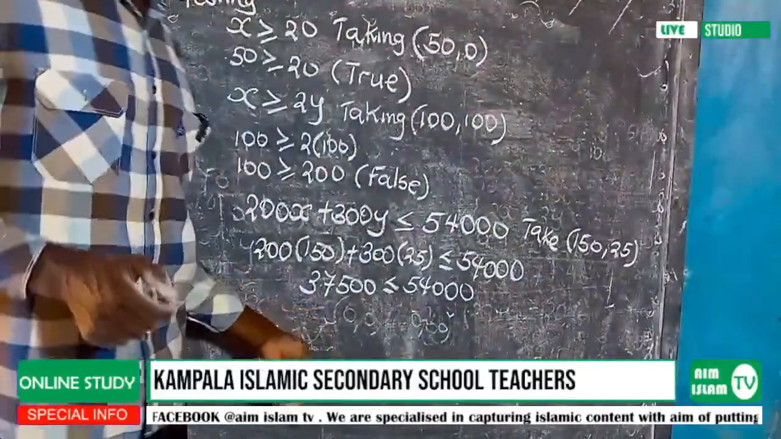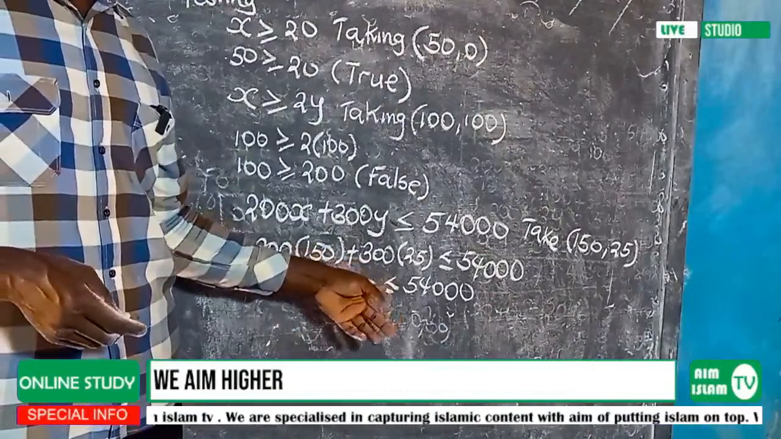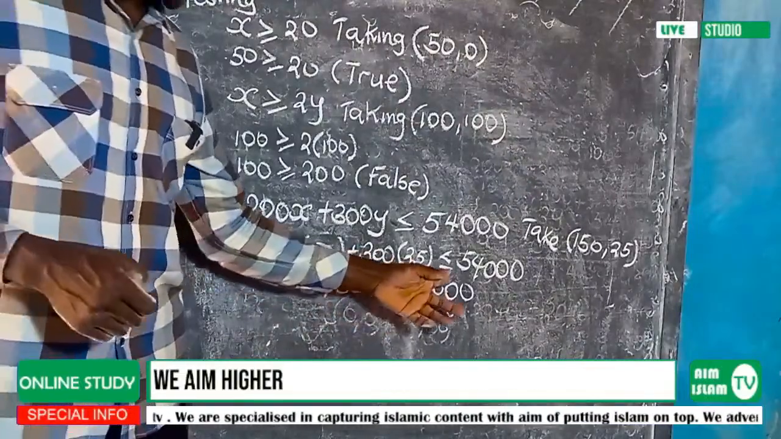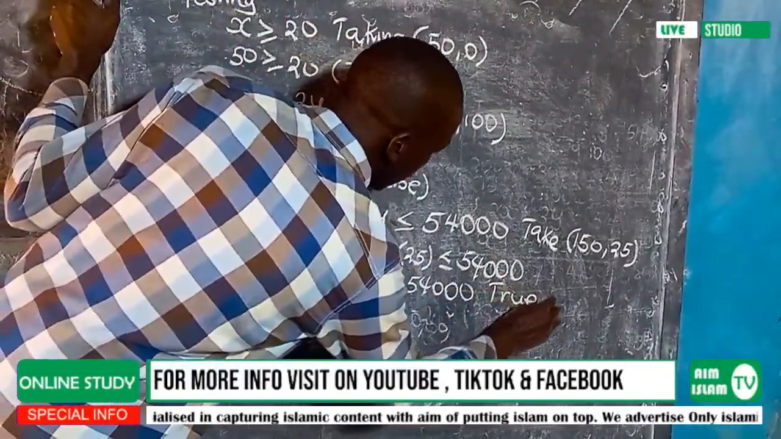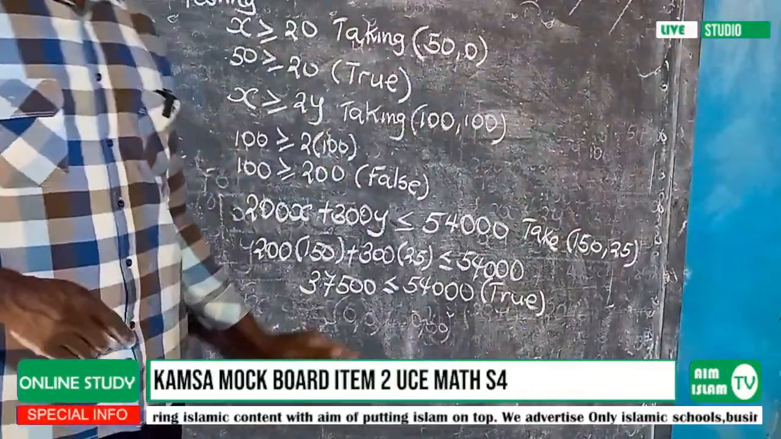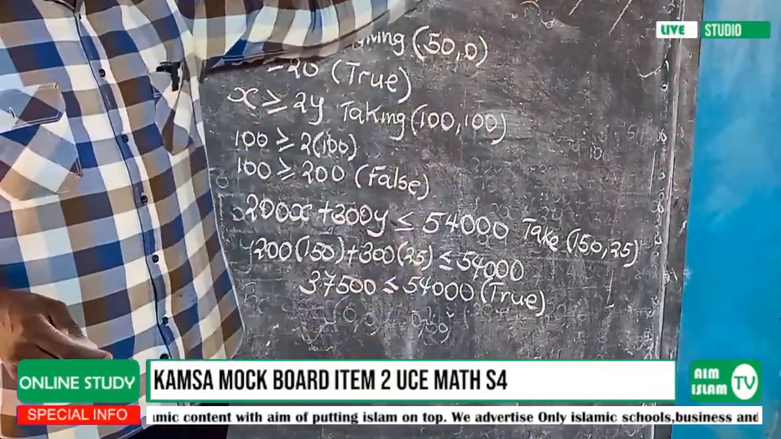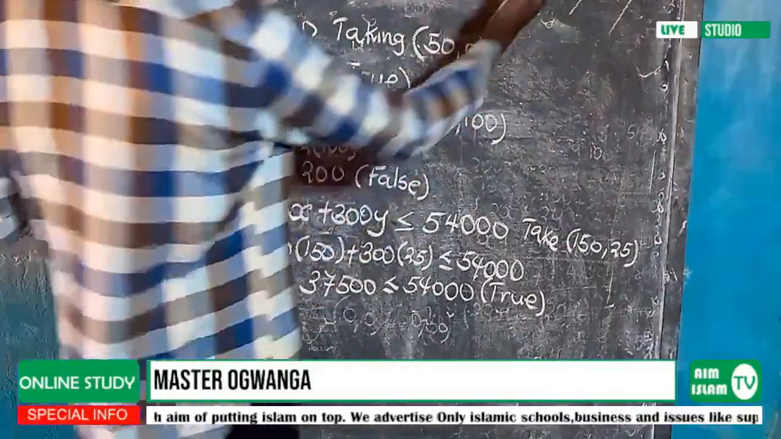So another question comes. Is 37,500 less than or equal to 54,000? Automatically, this is true. The 37 is less than the 54. Meaning, the side we have taken, the side of our point, becomes the true side. That is now this.